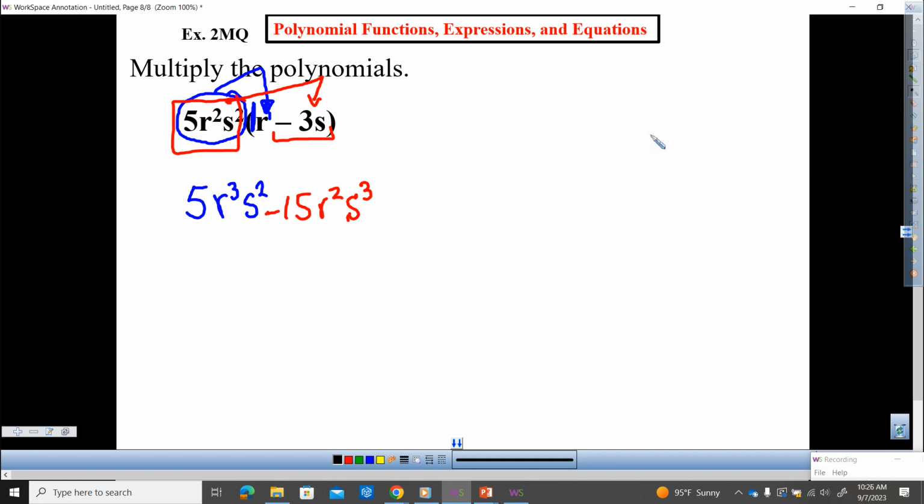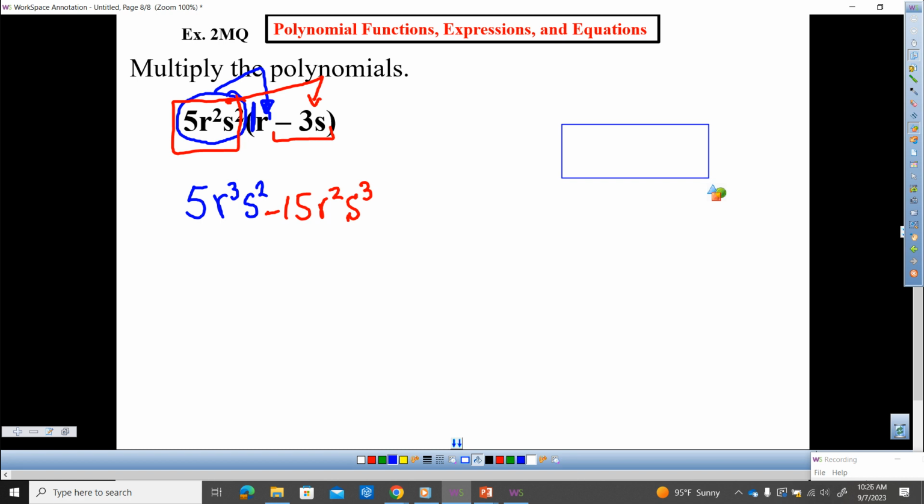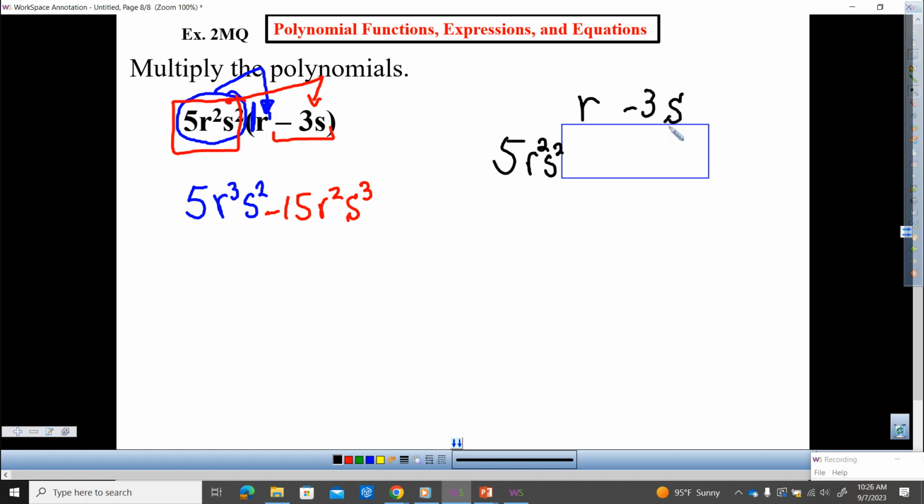Pass someone so they can help me with the area model. I'll just label it. How about 5r squared s squared, and then up here I'm going to write r minus 3s. Question. Where do I draw the line down? Tell your neighbor. Where do I draw the line down? We got it? Yes? All right. Kathleen, where do I draw the line down?